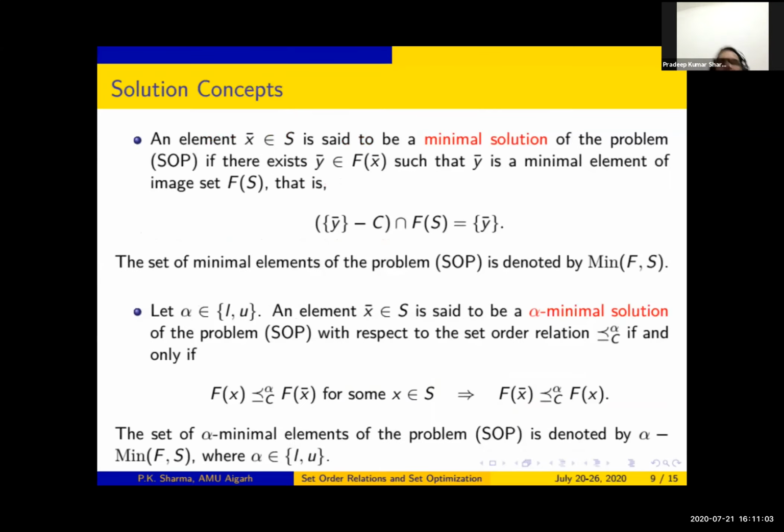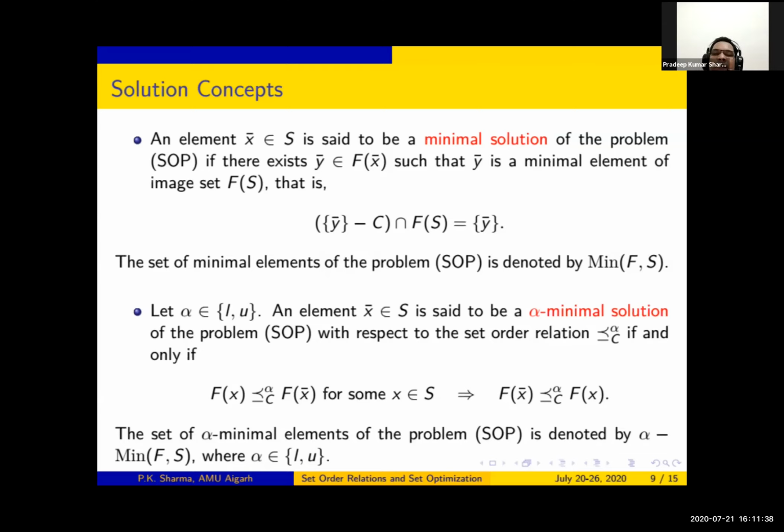Now we can define the solution concept of set optimization problem. That is, we can define the meaning of the minimum in the formulation of the optimization problem with set valued objective function. So the first definition is based on the vector approach. Any element x bar of the set S is said to be a minimal solution of the set valued optimization problem if we can find an element y bar in the image set of x bar such that y bar is a minimal element of the image set f of S.